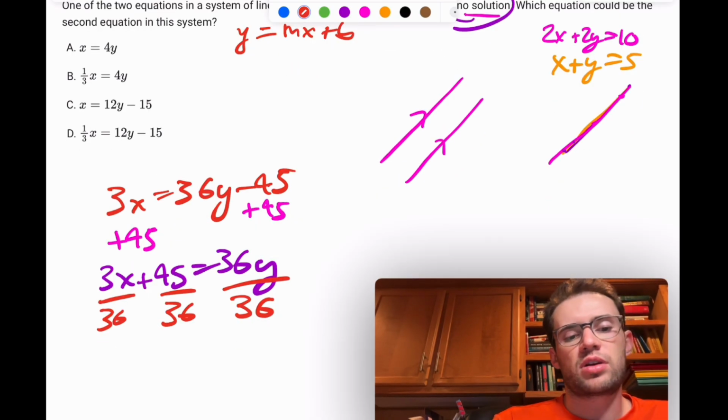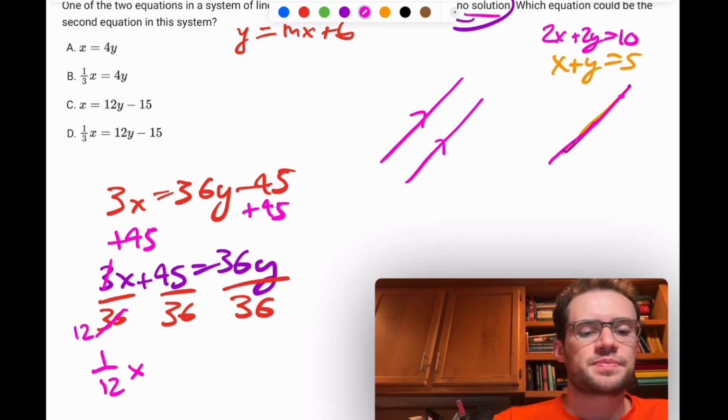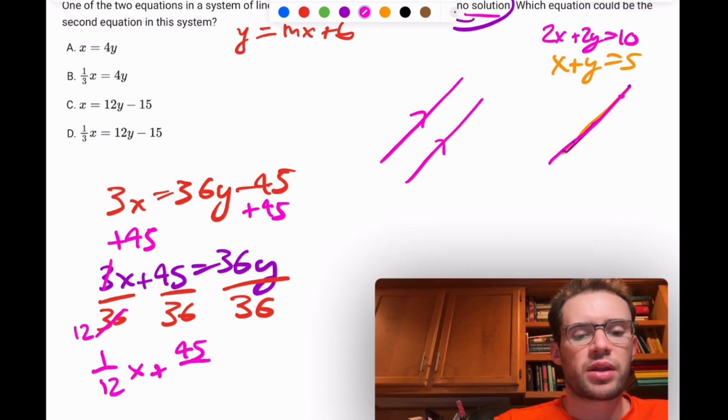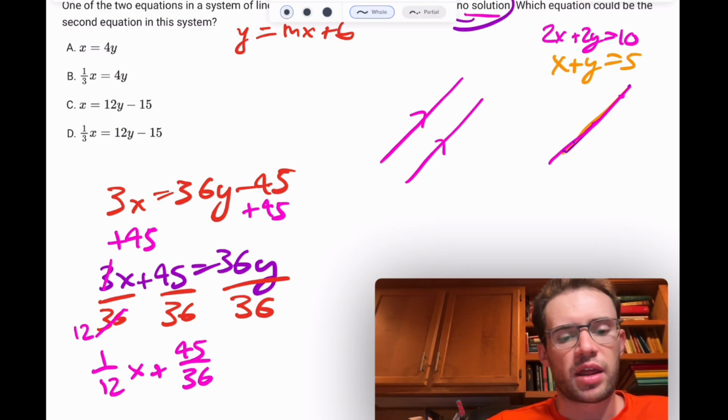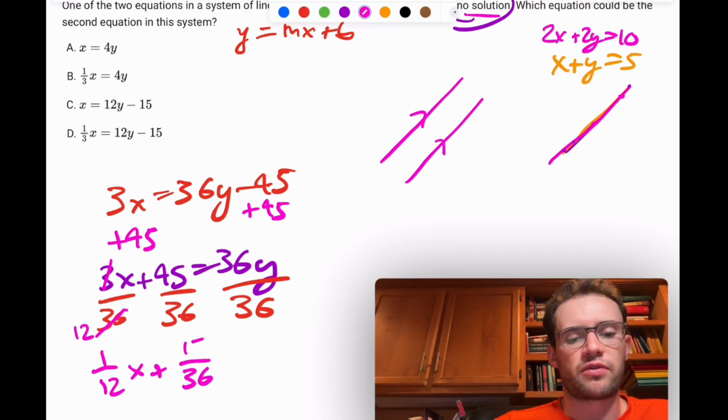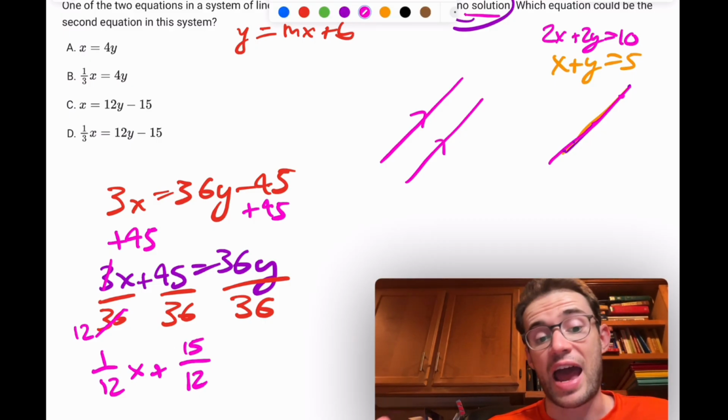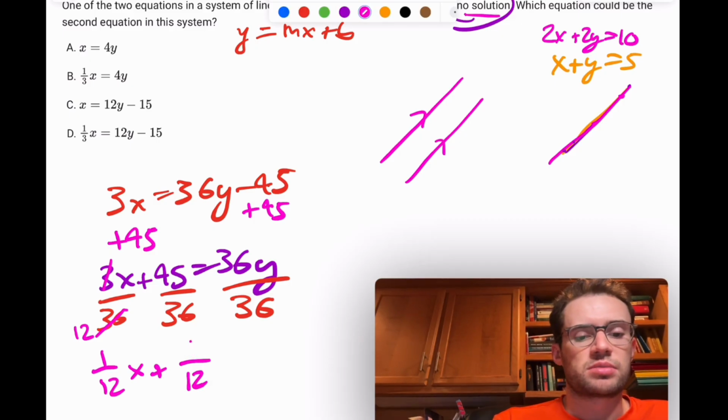So 3 divided by 36, those both have a factor of 3 in them, so we divide them both by 3. This will just become 1x, the 36 will become 12. So we get 1/12 x plus 45 over 36. We don't really care about this part. I mean, you could simplify that a little bit, like they're both multiples of 3, so this becomes 15 over 12. They're still both multiples of 3, so I guess they're both multiples of 9, I could have said in the first place. So this becomes 5, this becomes 4, so it's plus 5/4.